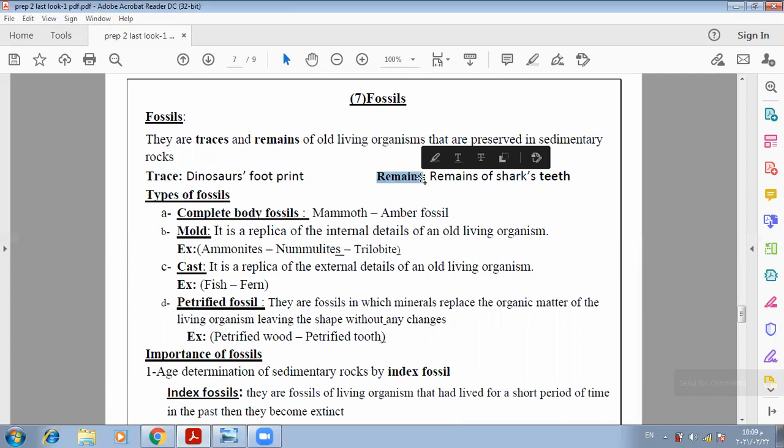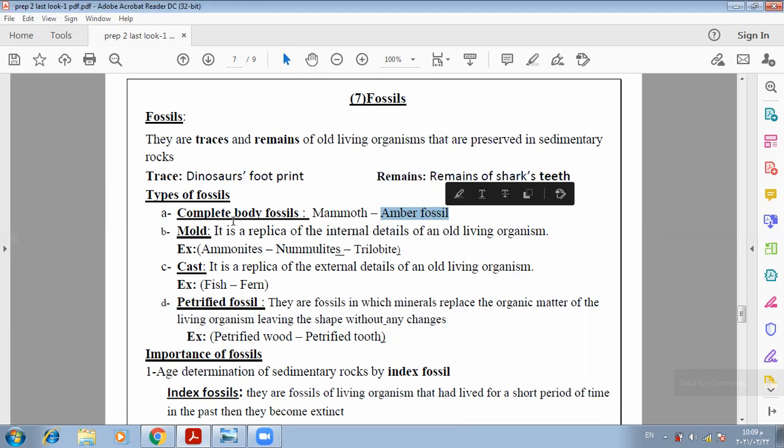Type of fossils, there are 4 types. Complete body fossils, that mean all the body wall of the old living organism preserved in a medium, special medium. And 2 examples different, mammoth and amber fossil. Each of them has medium, special medium which preserved in. يعني مثلا for example الماموث اللي هو grandfather of elephant, it preserved in ice in the old glacial age. أما الامبر fossil no, it's preserved in resinous matter اللي هي الامبر اللي هو الانسكت نفسها.